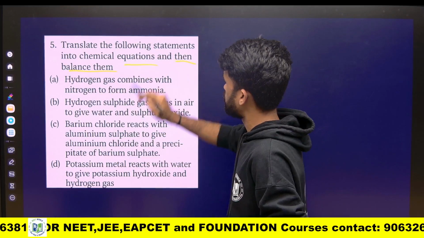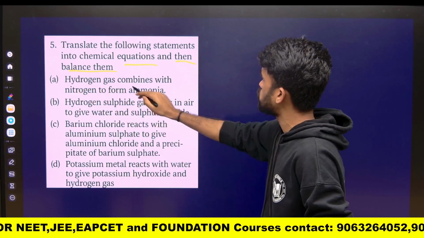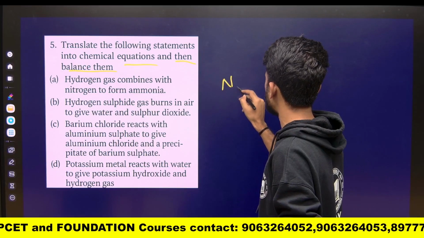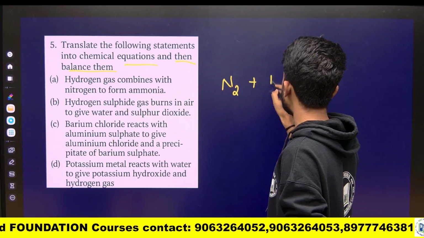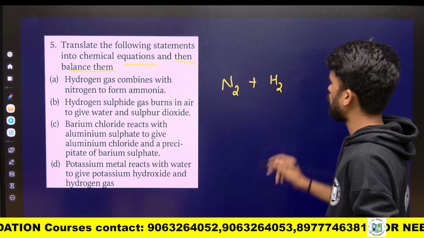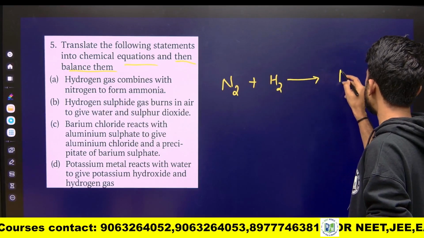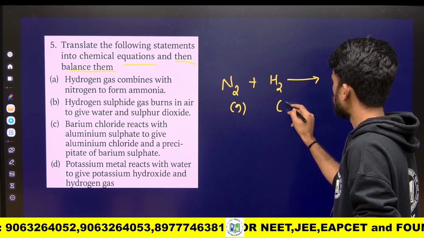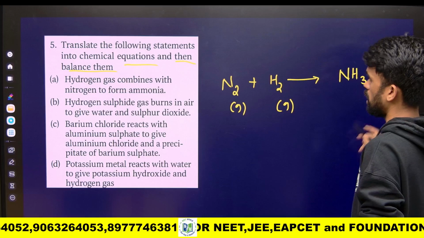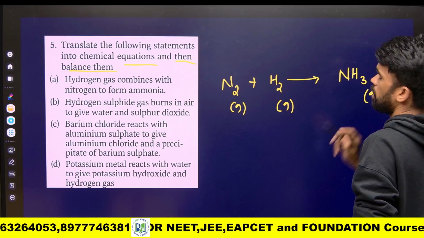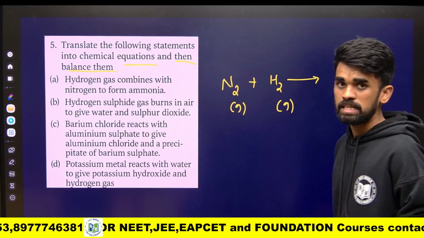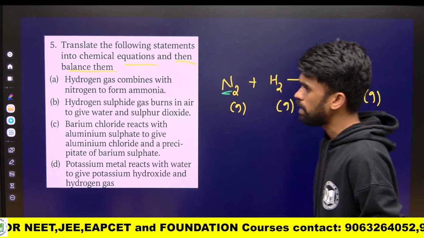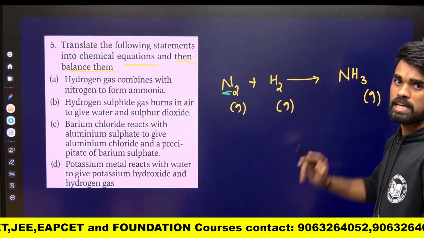Translate the following statements. So what is the first statement? Hydrogen gas combines with nitrogen. So what do we have? Nitrogen means N2 plus hydrogen means H2, and these combine to form ammonia. All of them are gases here; they mentioned hydrogen gas, nitrogen gas, and during this process ammonia gas is produced. Now how many nitrogens are seen here? 2, right? So the product side also needs 2.